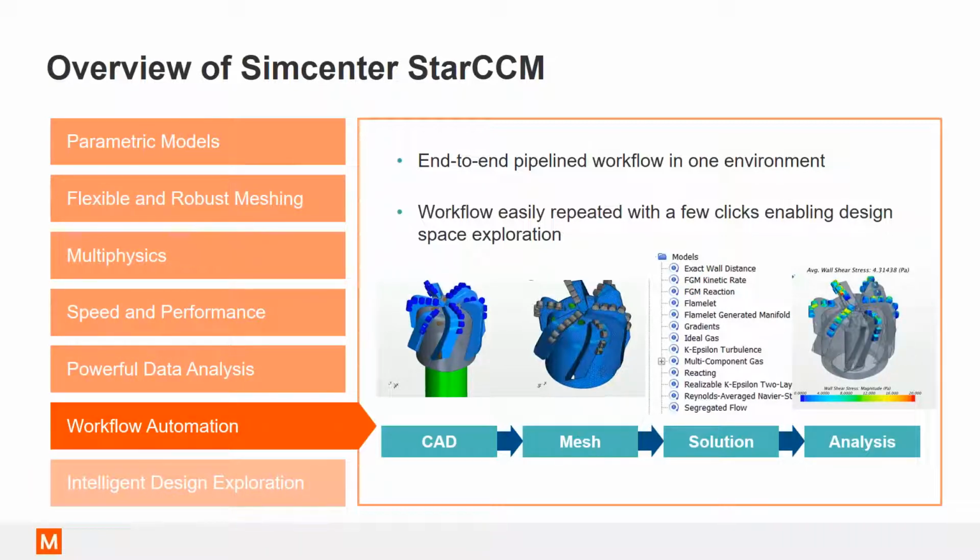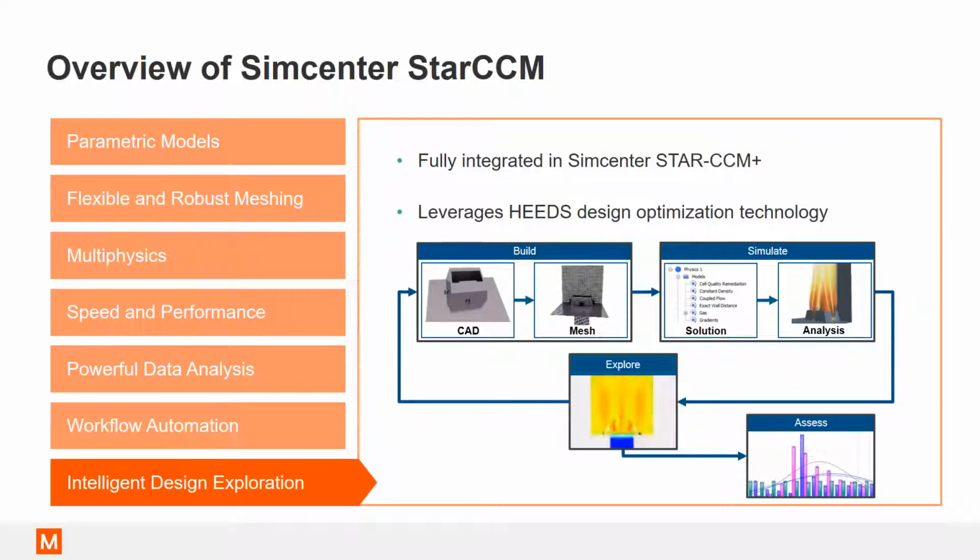Now, what if we took any of the parameters that the CAD's been built in and any of the solution parameters, such as, let's say, pressure drop, and want to study the best conditions in minimizing the pressure drop to give you the best CAD parameters. So within Star CCM Plus, the optimization tool is fully inbuilt. It leverages the HEEDS design optimization technology in doing so.